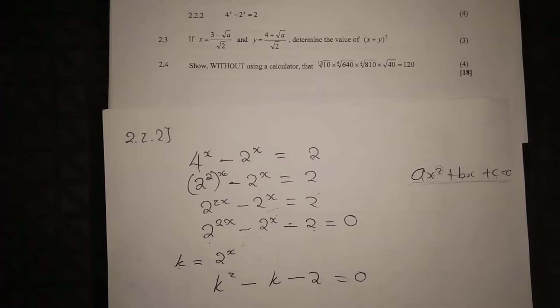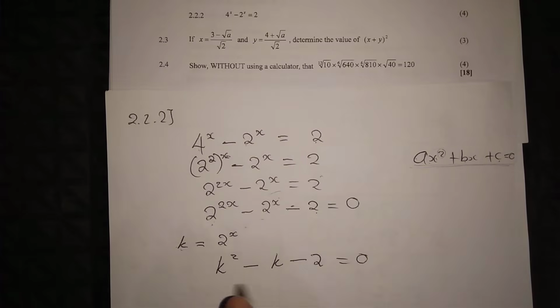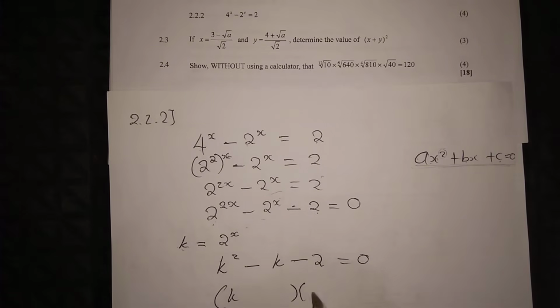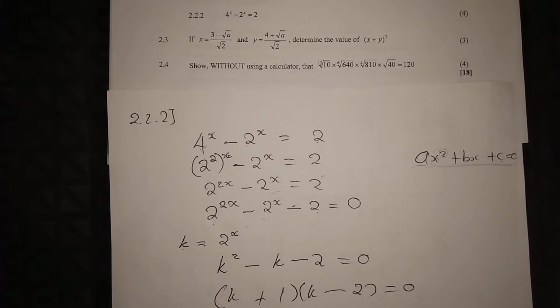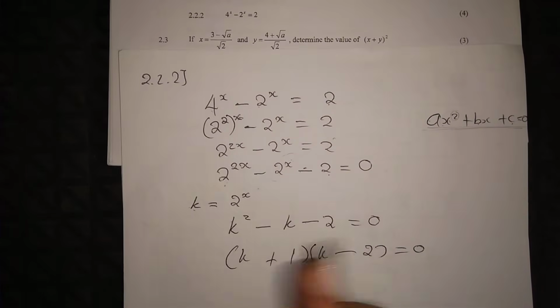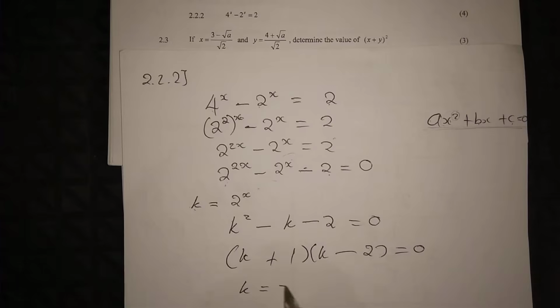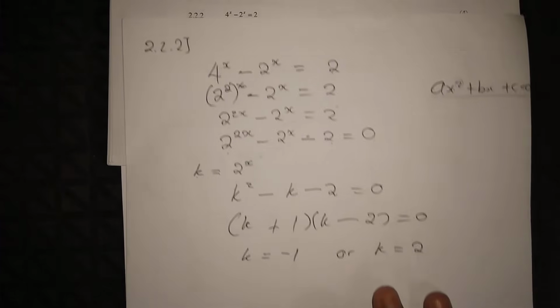So therefore we can apply any method for simplifying a quadratic equation. So it's K squared minus K minus 2 equal to 0, so it factorises. You can also apply the quadratic formula, it's still fine, but for this video we use factorising. So therefore K is equal to minus 1 or K is equal to 2.